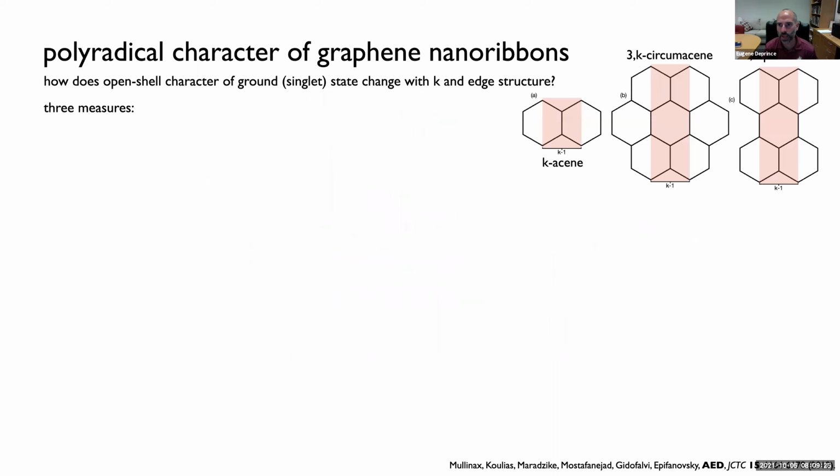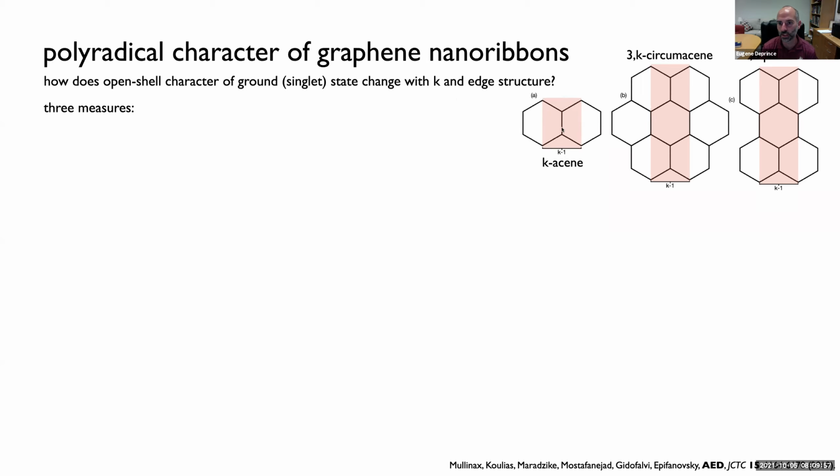Okay, when we have this approach that enables large-scale CASSCF calculations, we can start to ask interesting qualitative questions about electronic structure in systems that maybe we couldn't describe correctly using something like DFT. So for the next few slides, I'm going to discuss how the open shell character of ground states of these polyacene molecules changes with either increasing chain length or changes in the edge structure.